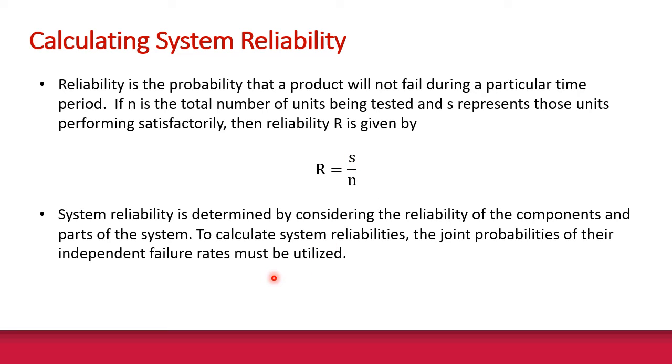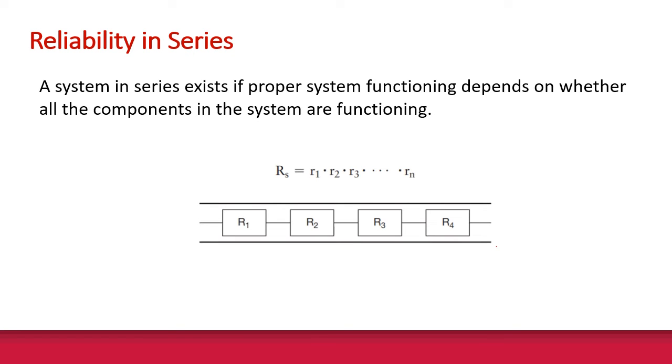System reliability is determined by considering the reliability of each individual component and parts of the system. To calculate system reliabilities, the joint probabilities of their independent failure rates must be utilized. So this sounds kind of technical and kind of confusing, but let's look at some simple examples, and I think it'll become clear to everyone.